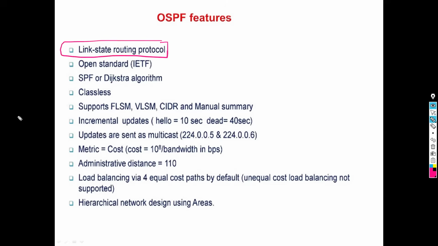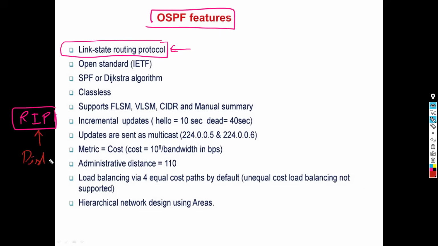If you talk about the RIP protocol, RIP is an open standard protocol. OSPF is also an open standard protocol. OSPF is a link state routing protocol, but RIP is called a distance vector routing protocol. What does distance vector mean? Any idea what a distance vector routing protocol is?